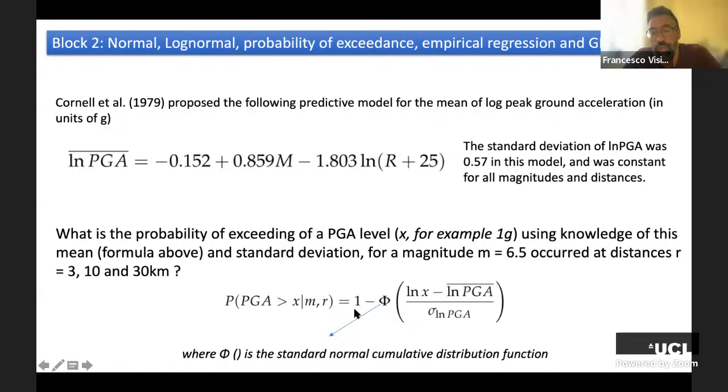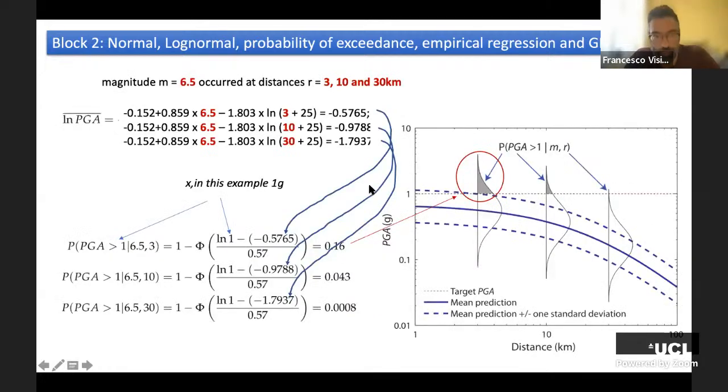And it's given by 1 minus the standard normal cumulative distribution function. All this can be derived by using the magnitude and the distance in this formula. So, for example, for magnitude 6.5 at a distance of 3, 10, and 30 kilometers, we can calculate the mean value of the logarithm by substituting the values inside the formula and obtain different means. We are interested in the probability of exceedance of a threshold, for example 1g. So this is the same graph we have seen before.